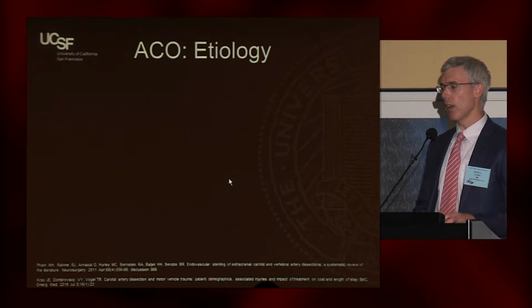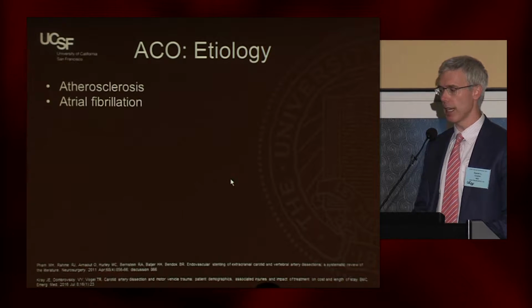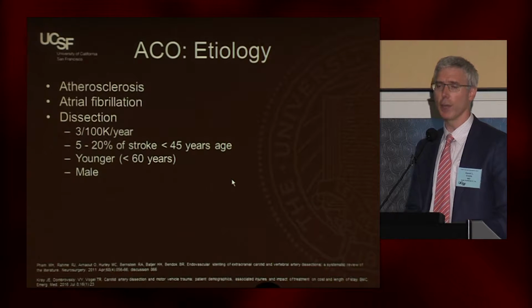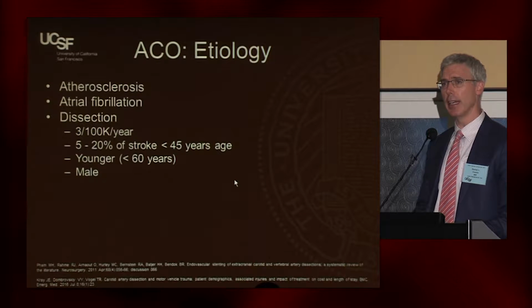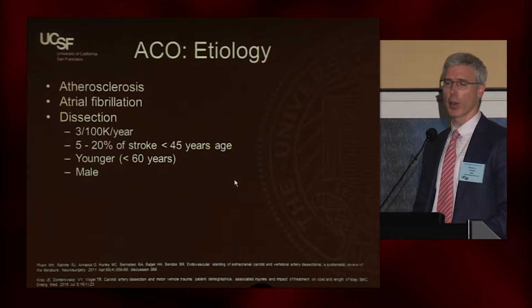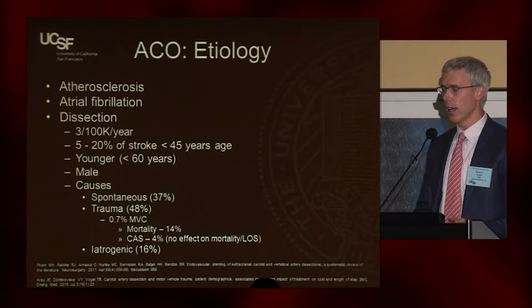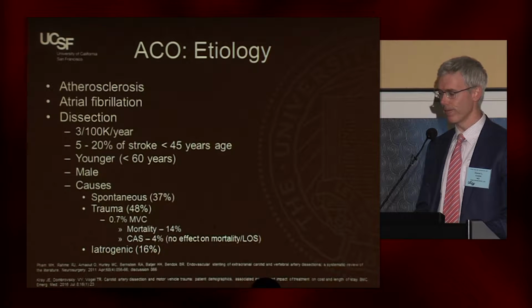So in terms of the etiology, we loosely divide these demographically into two camps. There's the atherosclerotic and atrial fibrillation camp, and then there's the dissection camp. And I think it's important to note that these are two different patient populations, and they're going to have different comorbidities, and thus their natural history, despite the fact that they're both dealing with carotid occlusions, is going to be different. There's just some information there about dissection and its representative causes, but I'm not going to go into that because of time constraints.